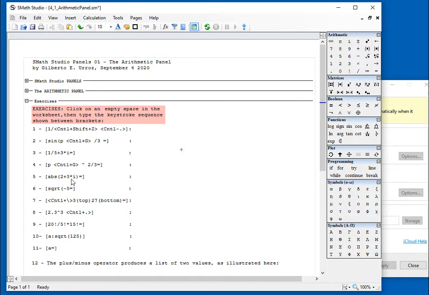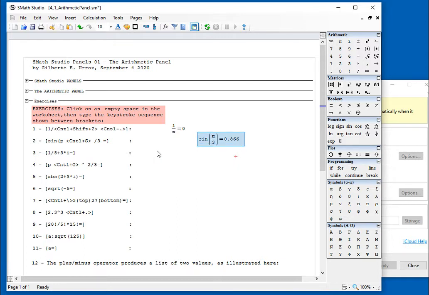What I've done here is whatever is between the brackets, you're going to type it as it is, and you're going to see mathematical expressions being produced. So you have 1 divided by Control Shift Z combined. That gives you infinity, and then you do Control dot, and basically symbolically 1 over infinity is equal to 0. In the next one, we're going to do sine parenthesis P Control G divided by 3 equal. That is the calculation of the sine of pi over 3.